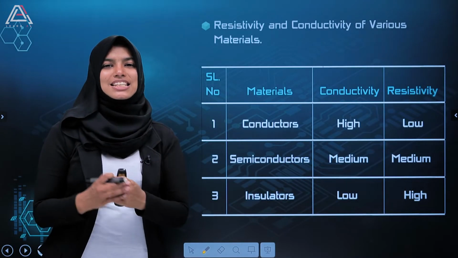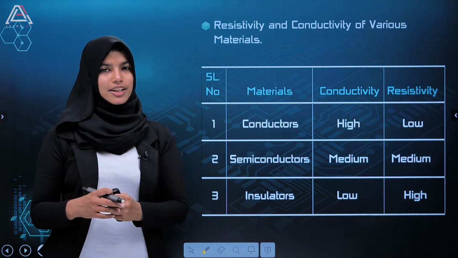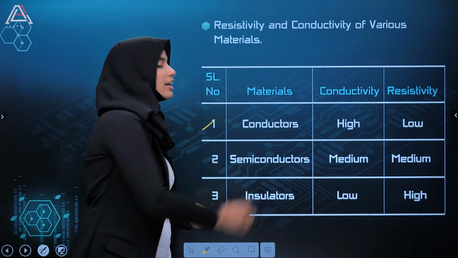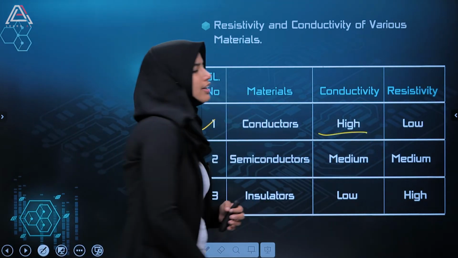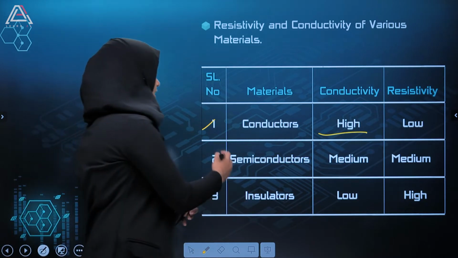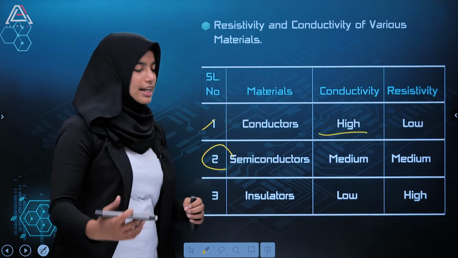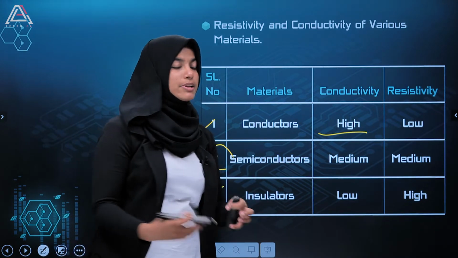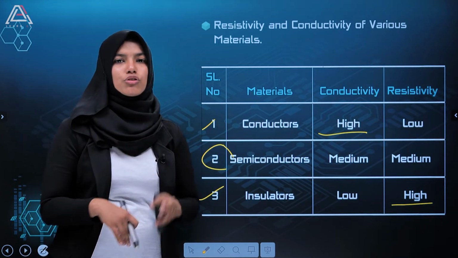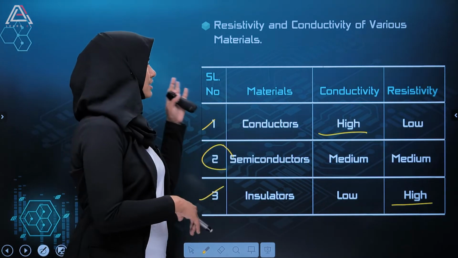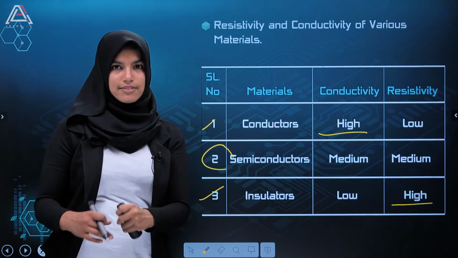Now let's analyze different materials on the basis of resistivity and conductivity. Conductors are good in electron flow and exhibit high conductivity. In the case of semiconductors, they exhibit both conductivity and resistivity moderately. And in the case of insulators, they exhibit high resistivity because they will not allow any electron to flow through them. So that is the three classification of materials based on conductivity and resistivity.